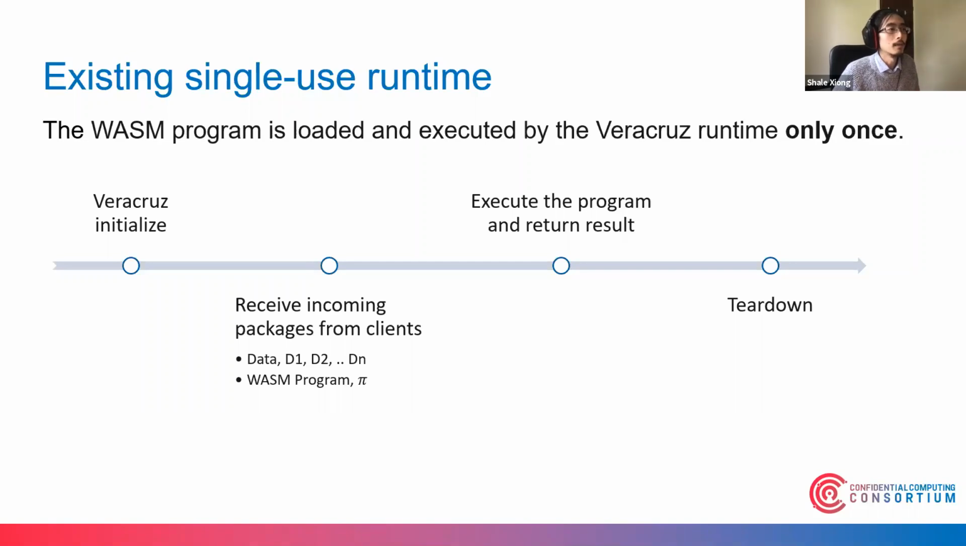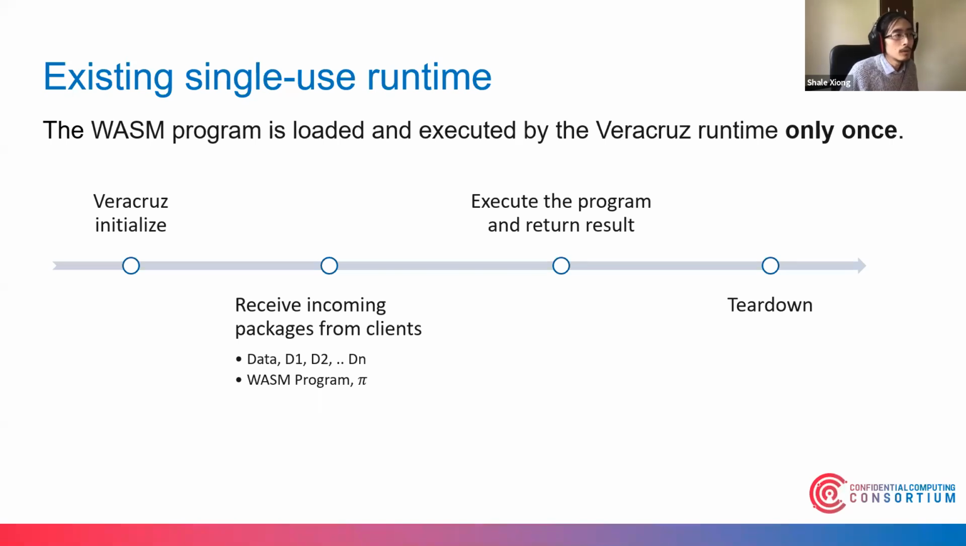Particularly, once the runtime reaches initialization, it will receive the incoming packages from the clients. This includes the data packages from D1 to DN, and also the WASM program package with the program. Once the runtime receives all the packages, it will change the phase to the execution phase. It will execute the program and return the result. At this stage, the result retriever can read the result. And after that, the runtime will be torn down, including all the program and data inside the runtime.